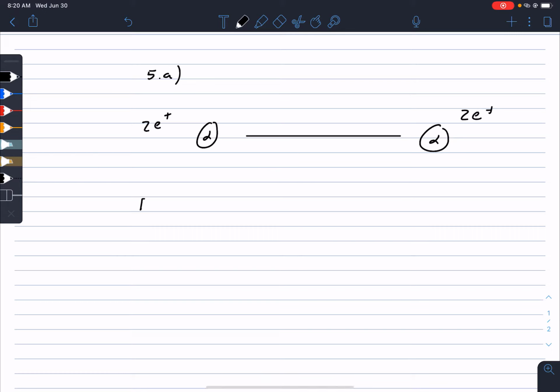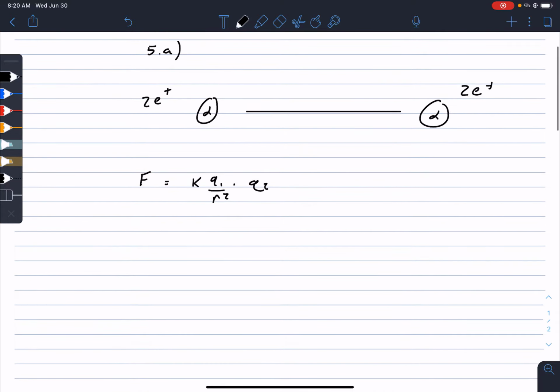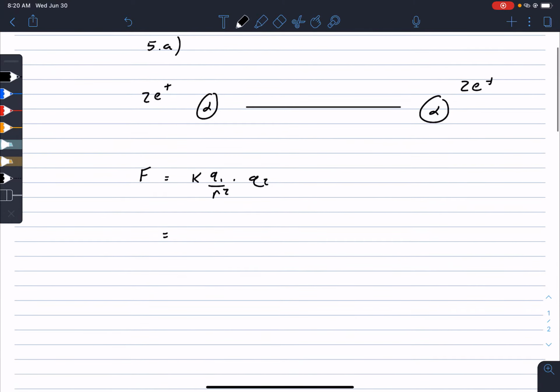So we want to find the electric force between them, and that's going to be just like an electric field, K over R squared, but it's the force between the two charges. Right, so we have Q1 and Q2. So K here in this case is 8.9 times 10 to the 9 newton meter squared per coulomb squared. And then we multiply.